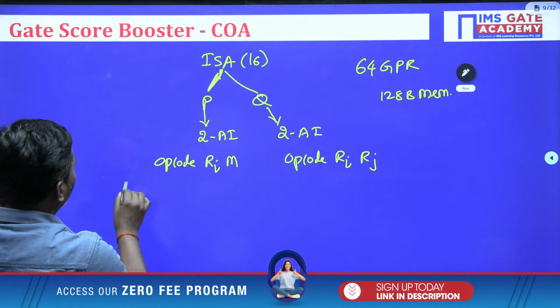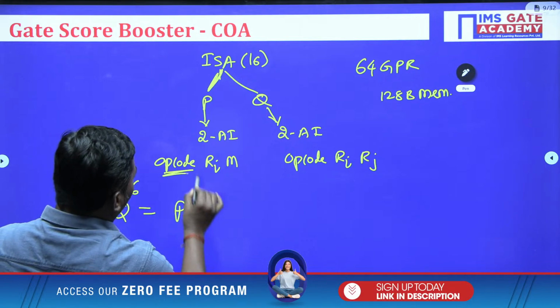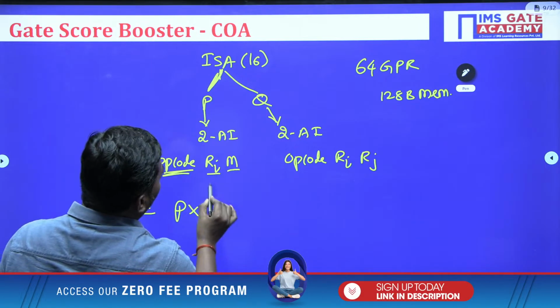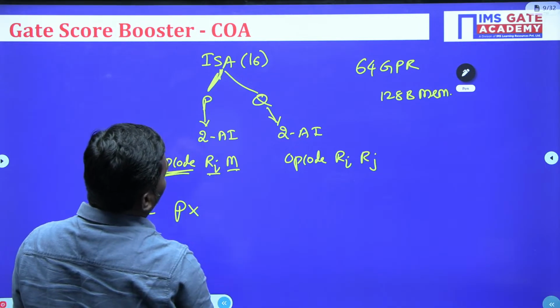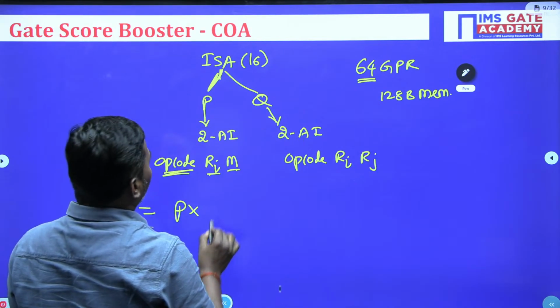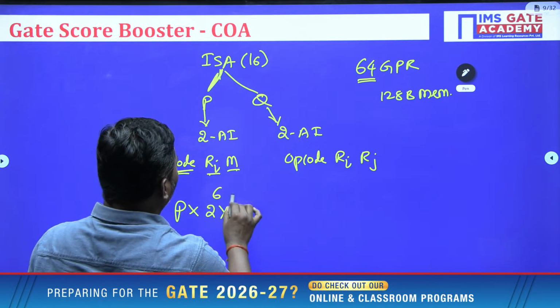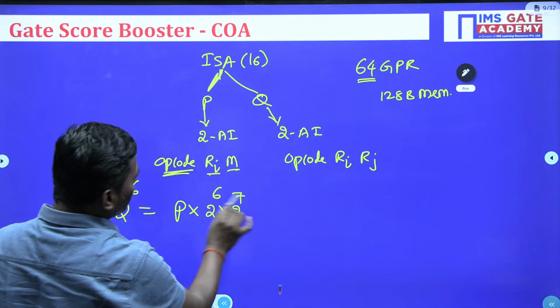So 2 power of 16 equals P type. P is the opcode, right? What are the two address formats? One is a register, the other is memory. For register, how many registers are there? 64. We can write 2 power of 6. Memory is 128, 2 power of 7. I can write it. Makes sense?